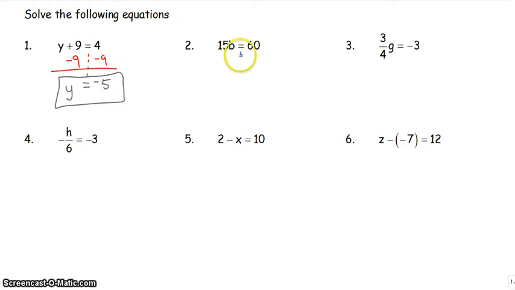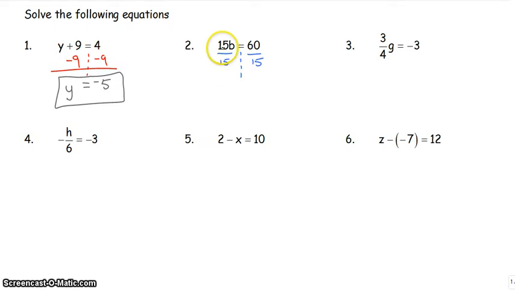Number 2 is only different because I currently am multiplying. To undo multiplication, I'm going to divide. So I will divide by 15 because I only want to move this 15. The b needs to stay on this side. I'll never move the variable in one-step equations. If I divide by 15 on the left, I divide by 15 on the right.